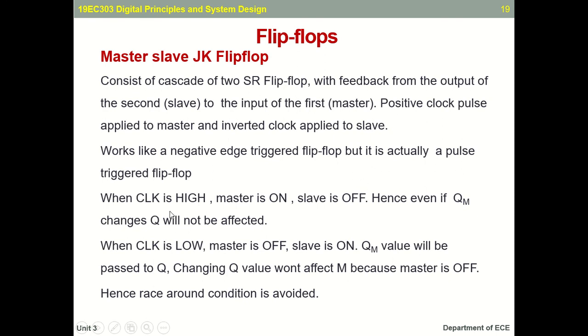When the clock is high, master is on and slave is off, and hence even if QM changes, Q will not be affected. When clock is low, master is off, the slave is on, and QM will be passed to Q. Changing the Q value won't affect M because master is off.